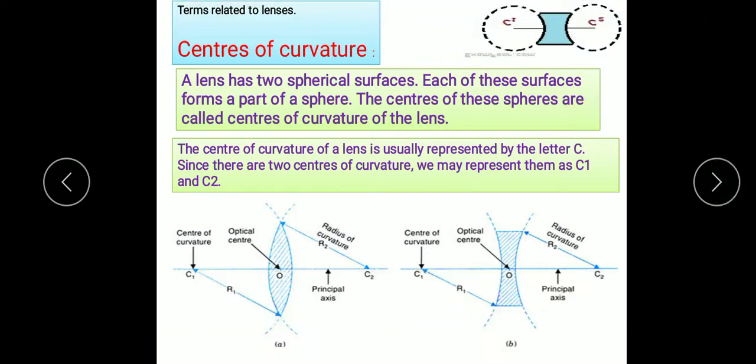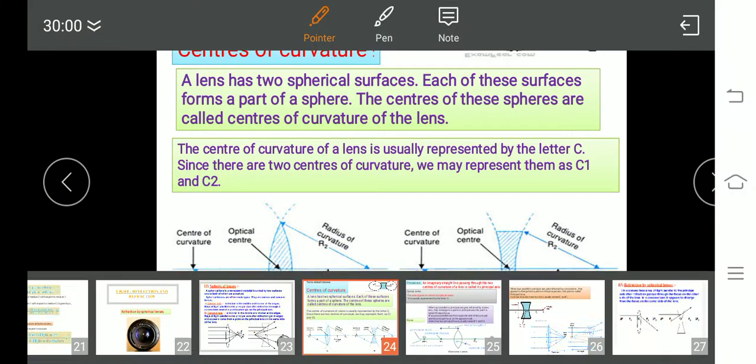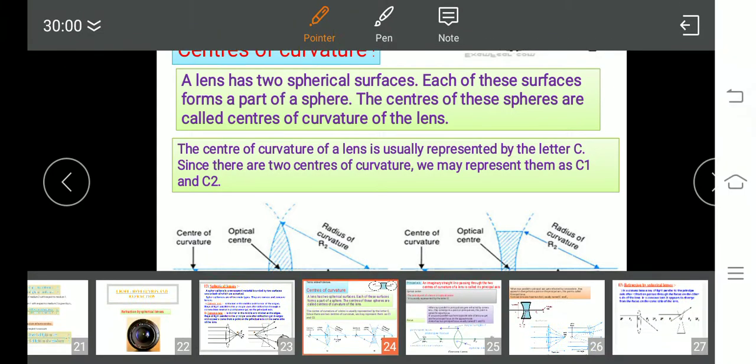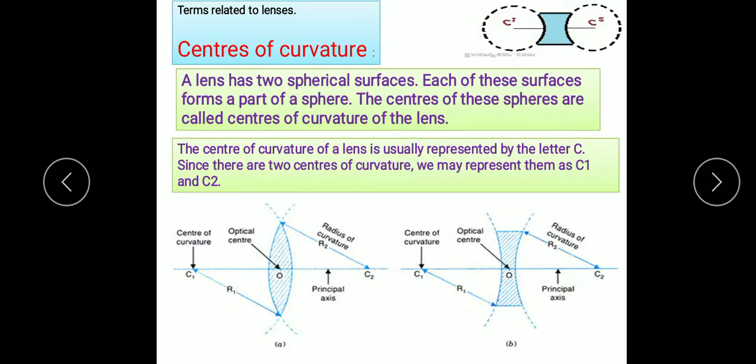Since there are two centers of curvature, we represent them as C1 and C2. This is the center of curvature C1 and this is the center of curvature C2. C1 is the center of this sphere and C2 is the center of this sphere. So these two spherical surfaces of the convex lens are formed by these two spheres. And it is the same in the case of a concave lens.